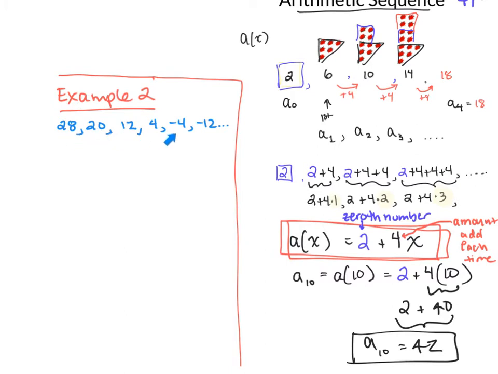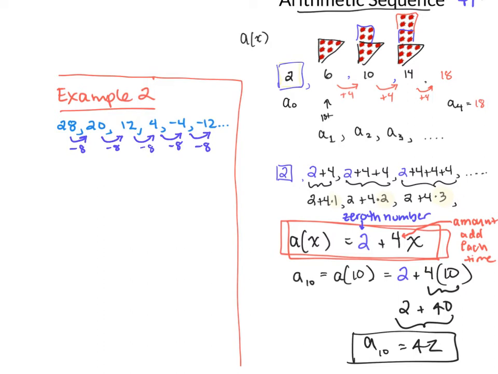We have a new sequence, 28, 20, 12, 4, negative 4, negative 12. And in this case, I'm actually subtracting, so I'm decreasing. So negative 8, negative 8. We're going down by 8 every single time. Even 4 to negative 4, and negative 4 to negative 12, it's going down by 8.